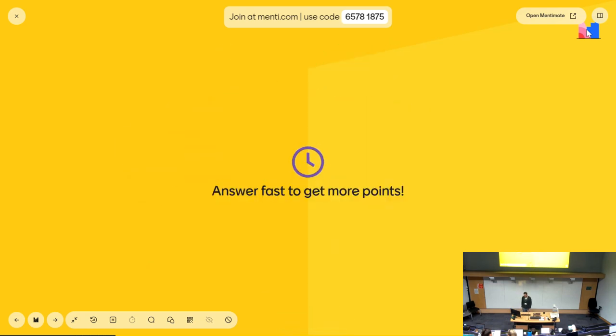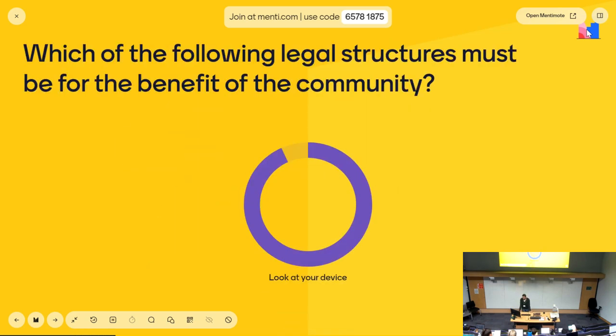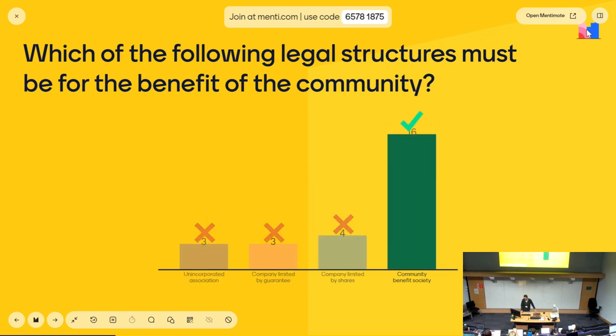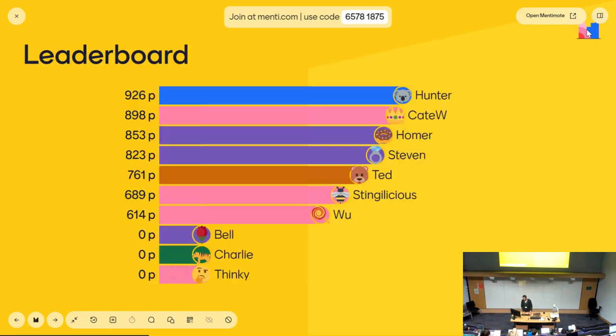Okay, question 2. Which of the following legal structures must be for the benefit of the community? It's the Community Benefit Society. Yep. Good.